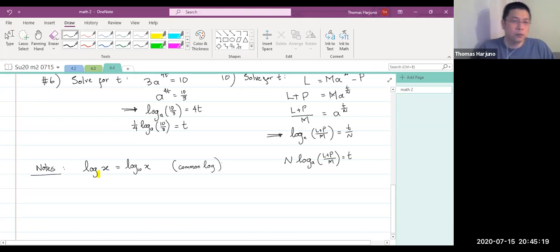Okay, if you see log without any base, then it is base 10. On the other hand, if you see natural log, ln x, that is actually log base e of x. We call that natural log.